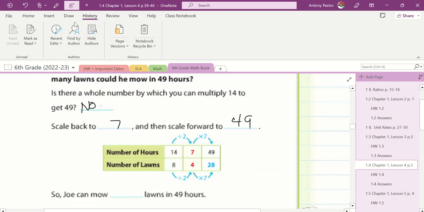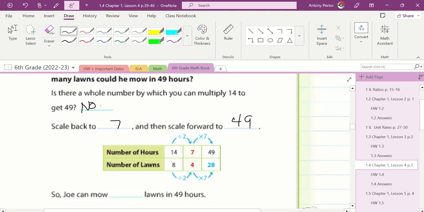Which is what we do here. 14 divided by 2 will give me 7. 8 divided by 2 will give me 4. So it takes him 7 hours to mow 4 lawns. Then I scale forward. 7 times 7 equals 49. 4 times 7 will be 28. So it'll take him 49 hours to mow 28 lawns. So Joe can mow 28 lawns in 49 hours.